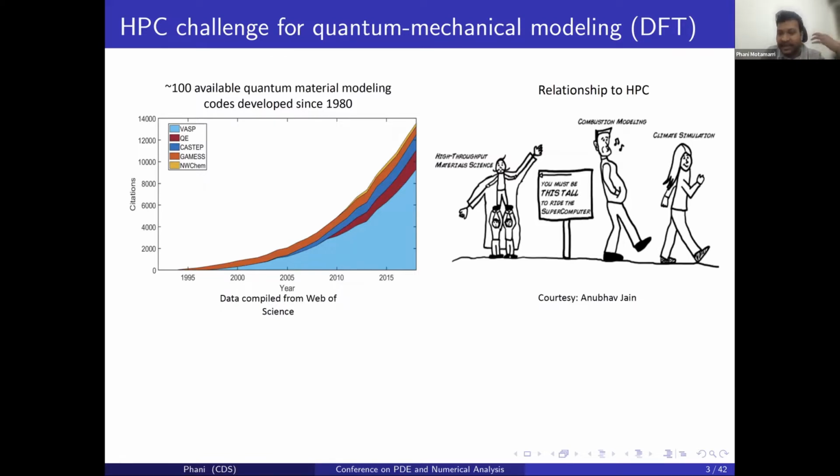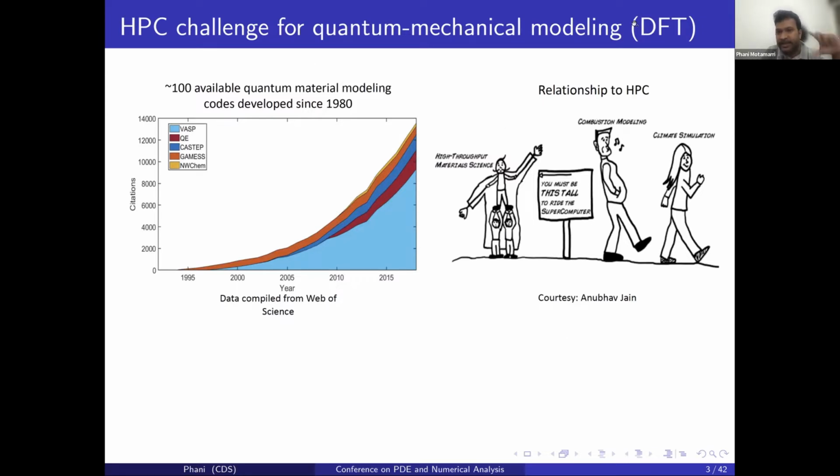And in fact, even before the Nobel Prize was awarded, this particular theory was proposed in the year 1964. And from 1980, when computing power started growing, hundreds of quantum material modeling codes have been developed. And you can see here the number, and these different colors indicate the popularly used codes out there today, from 1995 to this year, 2020. There has been an exponential increase in the number of citations which use these widely available codes to do quantum mechanical calculations of material modeling.